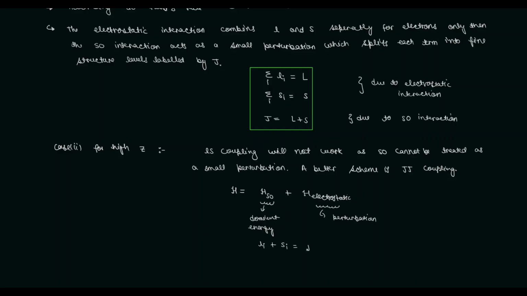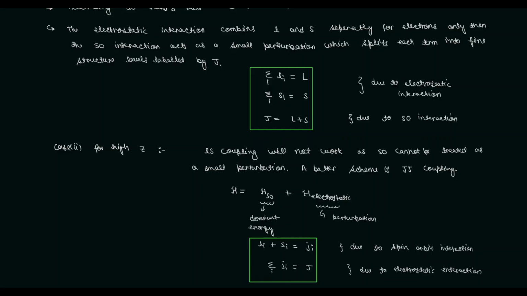so that the dominant spin-orbit interaction couples the spin and orbital angular momentum of each electron to give the total angular momentum for each electron as Ji, and consequently a weaker electrostatic effect then couples the total angular momentum from each electron as the summation over Ji equal to J. This type of coupling is known as JJ coupling. Now let us take an example to understand the JJ and LS coupling better.